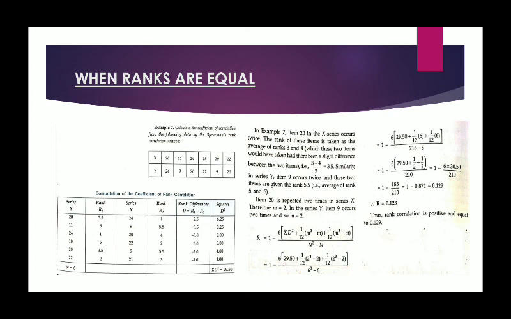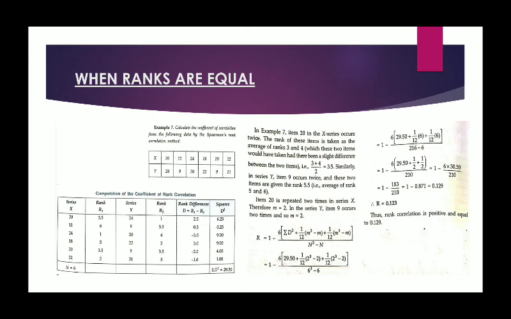Here both the values are 2, so it is 6 multiplied by 29.50 plus 1 by 12, 2 cube minus 2. Again the same, 1 by 12, 2 cube minus 2, because the 2 items are repeated. There is a repetition between 2 people. And 6 is, as I already told you, the number of observations. So n cube minus n is 6 cube minus 6.